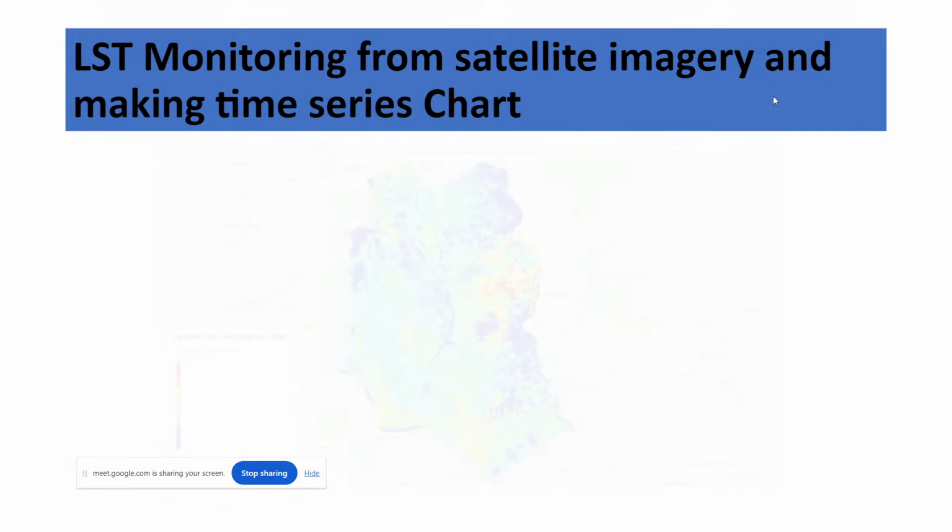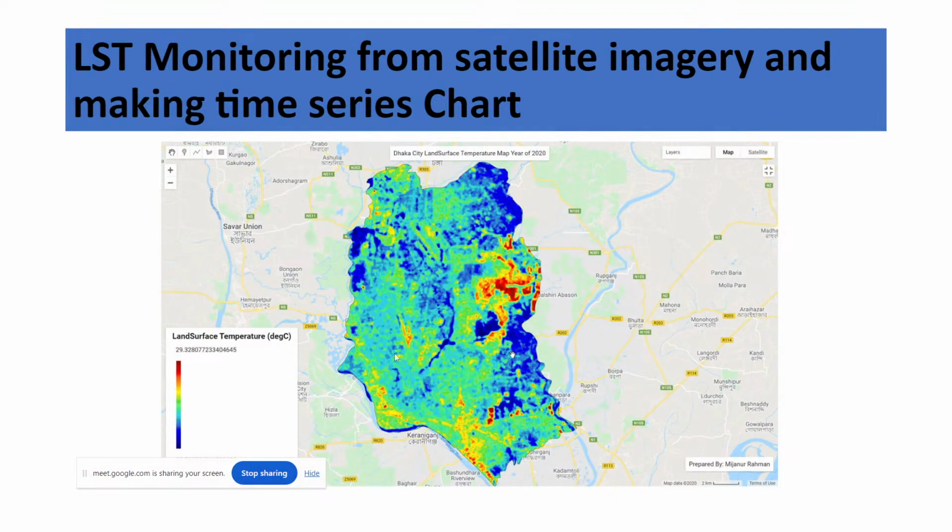For LST, we already know we used MODIS satellite imagery to make the LST map. But for a small area, we don't use MODIS, because one MODIS pixel equals 1000 meters, a very large pixel size. For a small study area, it is better to use Landsat imagery, which gives a 30 meter pixel. That's why we can make a better LST map using Landsat imagery.